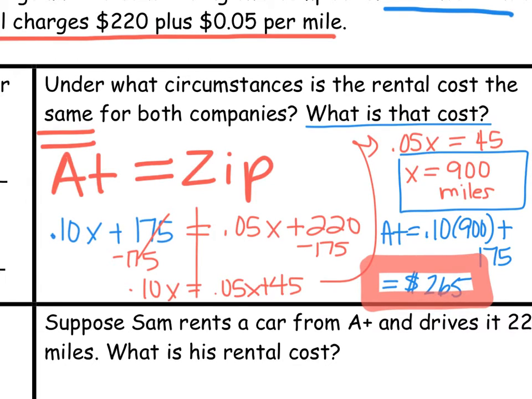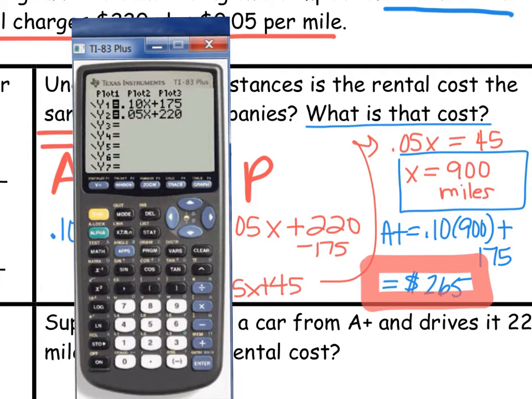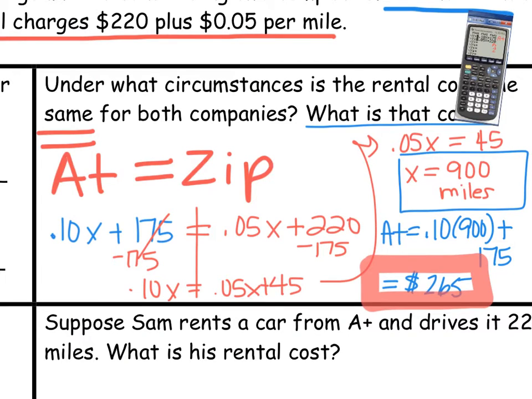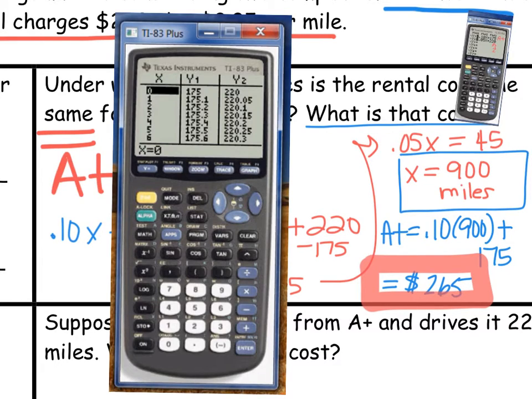So I want to take a look and see how this looks on the calculator. I'm going to put both of those equations in the calculator. Y1 is A+ Auto and Y2 is Zip Auto. And if we go to second graph, we can look at the table for A+ Rental, which is the Y1, and then Zip Auto Rental, which is the Y2.